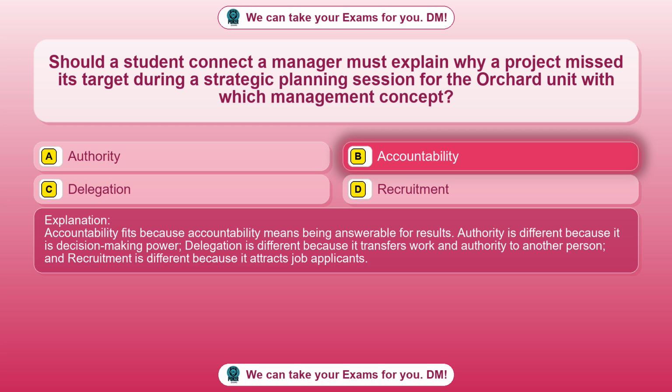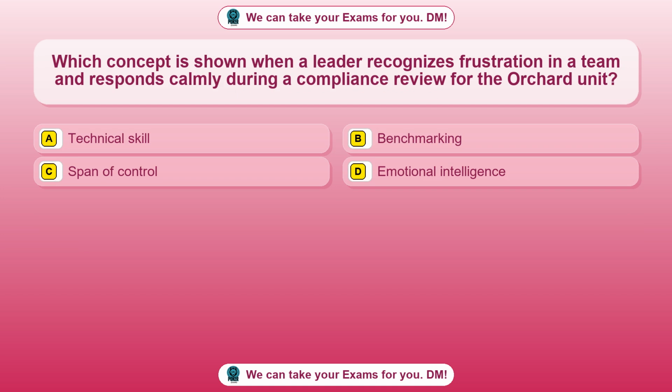Accountability fits because accountability means being answerable for results. Authority is different because it is decision-making power. Delegation is different because it transfers work and authority to another person, and recruitment is different because it attracts job applicants. Question 59. Which concept is shown when a leader recognizes frustration in a team and responds calmly during a compliance review for the Orchard unit?